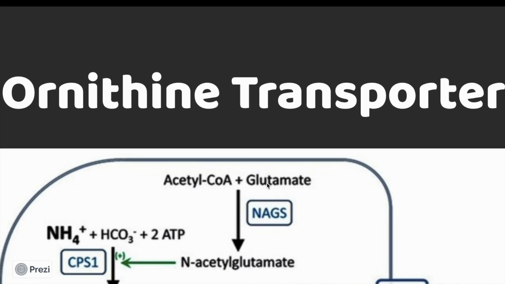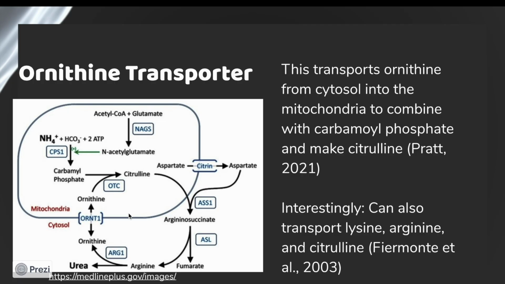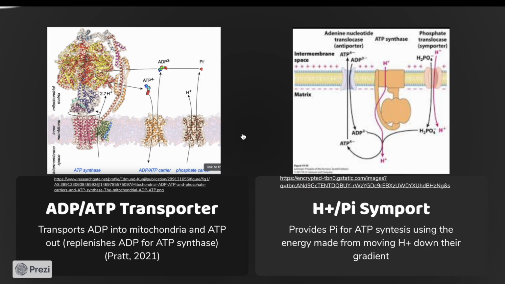Which brings us to the ornithine transporter. So the ornithine is going to be made inside of the cytosol, and it's going to be needed to transport it back into the mitochondria so that it can be combined with the carbamoyl phosphate into the citrulline. And also, interestingly, it can also transport lysine, arginine, and citrulline as well, which I thought was interesting.